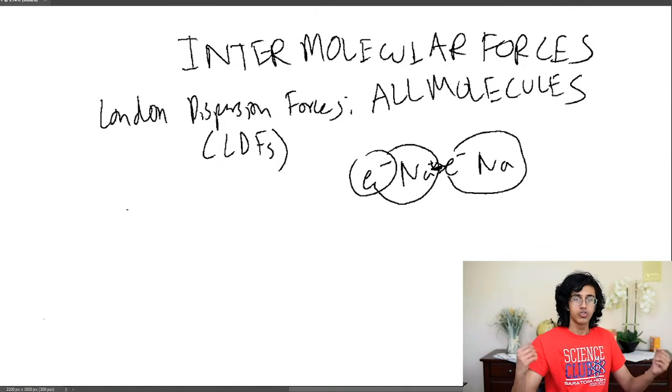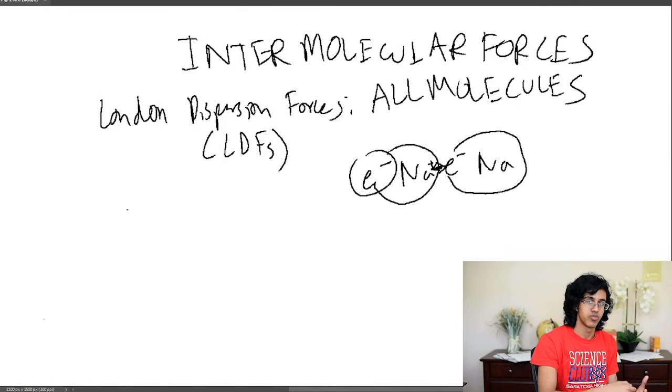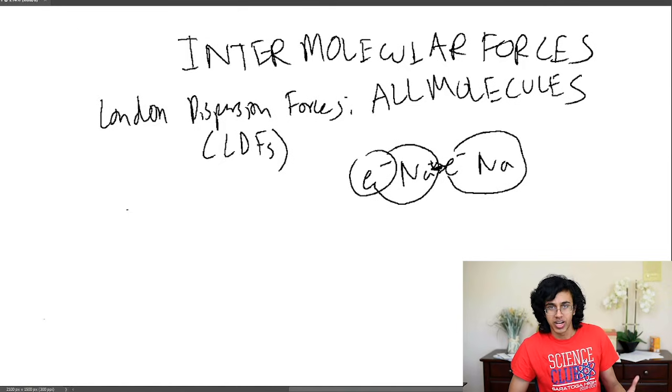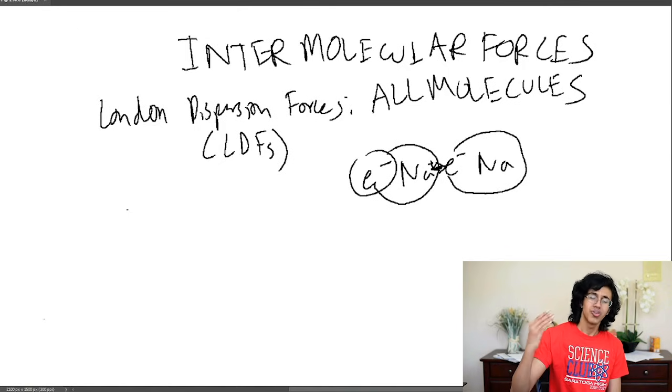So now the two sodiums are attracted to each other because the electron on one is attracted to the positive nucleus of the other. However, because it's random, it's very weak. Also, because the only thing it requires is the presence of electrons, it's in all molecules.